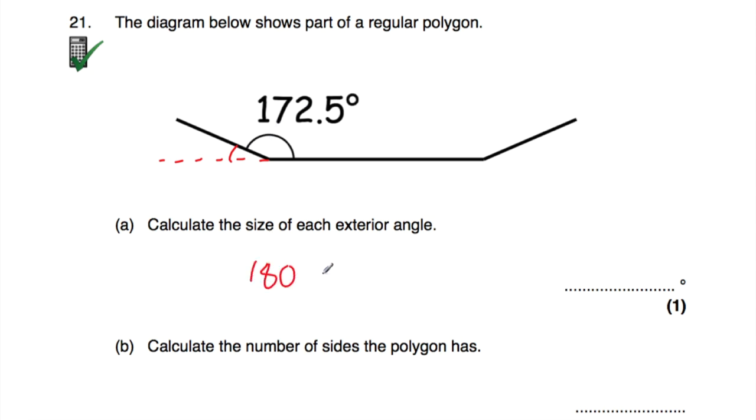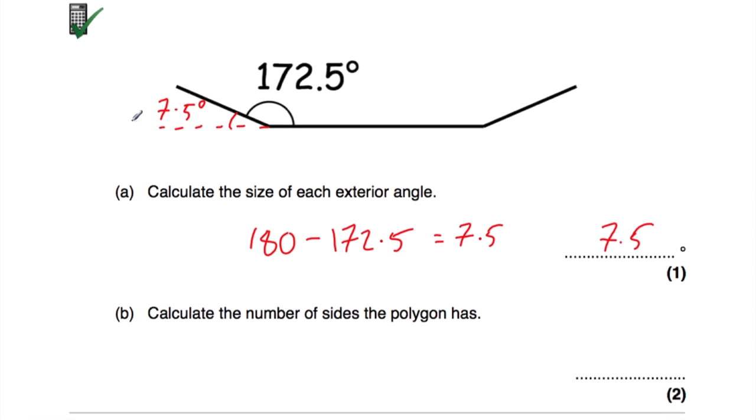So if we do 180 take away 172.5 degrees, that's going to be equal to 7.5 degrees. So that means each exterior angle is 7.5 degrees, and it's a calculator question, so that's quite nice. So 7.5 degrees. And part B says, work out the number of sides the polygon has.